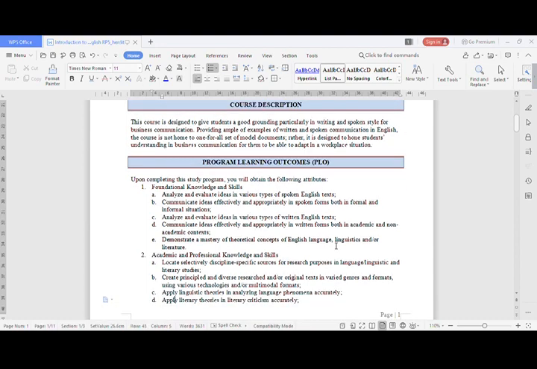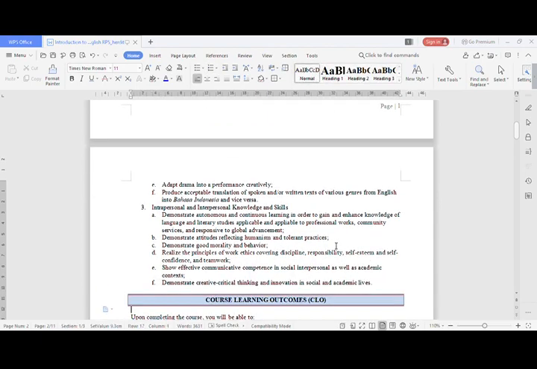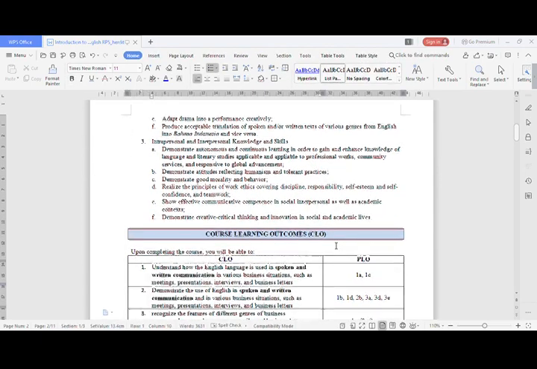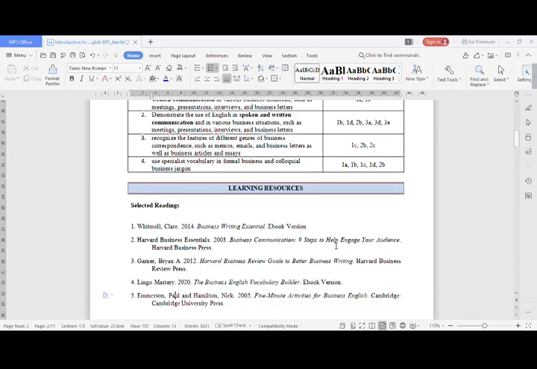So these are the program learning outcomes, or PLO. These are basically the same for all classes. And these are the course learning outcomes, CLO. Excuse me, I'm coughing a bit, so that might be hampering.